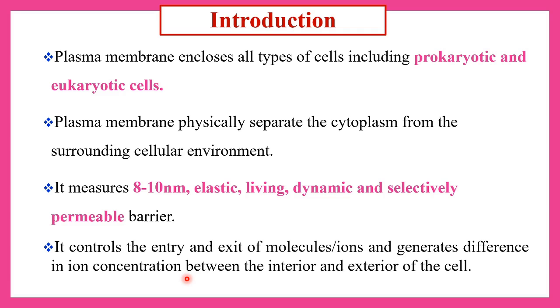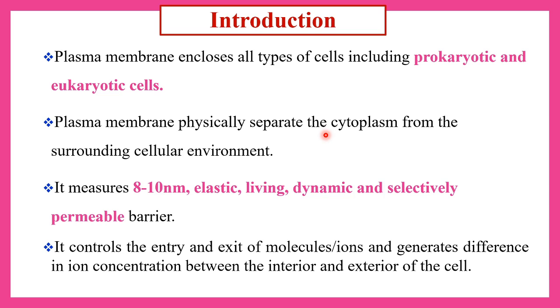Coming to the introduction. The plasma membrane or cell membrane is present in almost all eukaryotic and prokaryotic cells, whereas in bacteria and some fungi, it is modified into somewhat harder structures because of diversifying environmental conditions. It physically separates the cytoplasm from other cellular components, and it also gives proper shape and support to the cell.